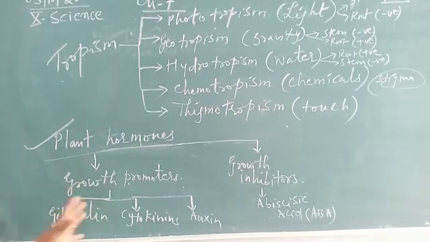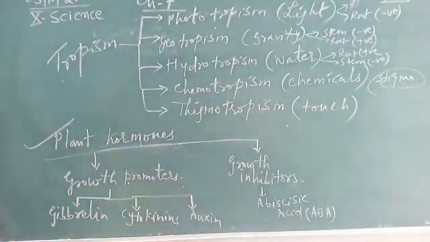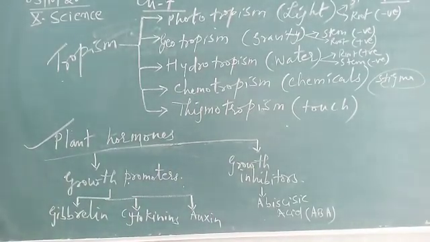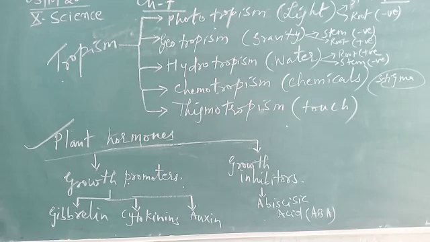Then the next one is growth inhibitor. There is only one growth inhibitor hormone, that is abscisic acid. In short it is called ABA. It promotes the wilting and falling of leaves, dormancy in seeds and buds, and is responsible for the detachment of leaves, flowers and fruits.